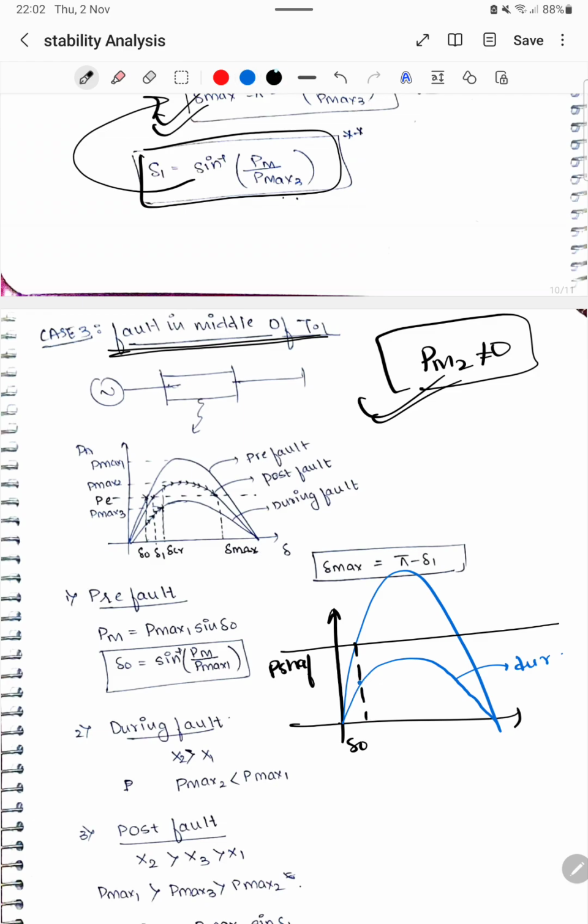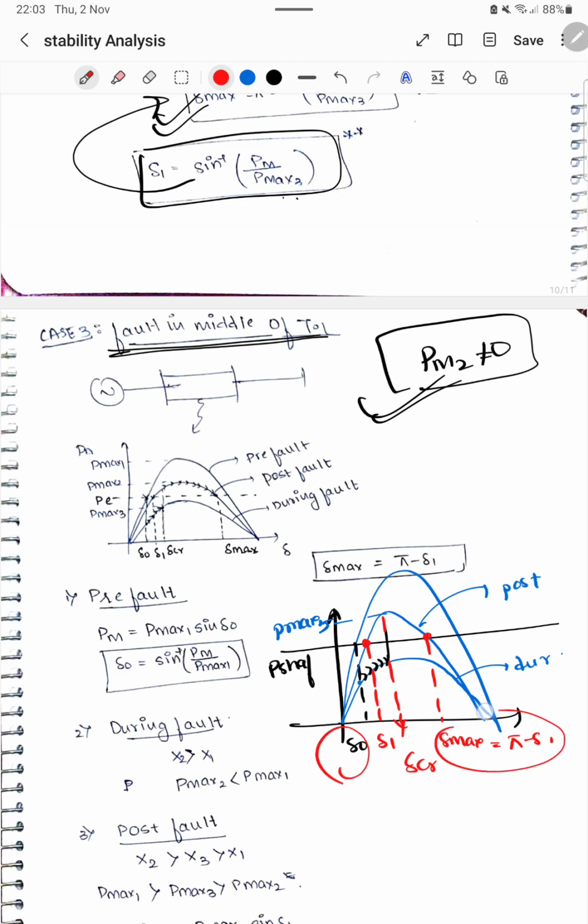Now what happens is, since there is a fault, you will start traversing. Now the fault is cleared. The effective resistance would go down. So now your graph during fault would be this, post fault would be this. Now this is Pmax 2, Pmax 3 actually. Now Pmax 3 has intersected at 2 points. So this is nothing but del 1. This is nothing but del max. Del max is nothing but pi minus del 1. And the place where you are clearing is nothing but del CR.